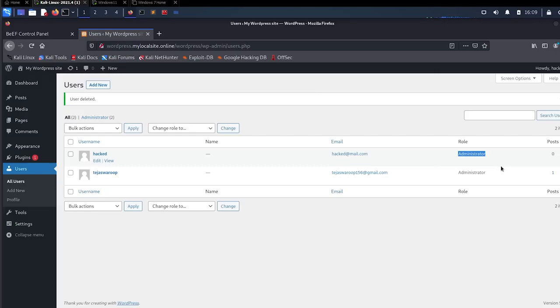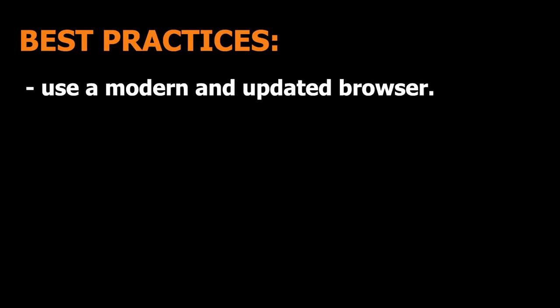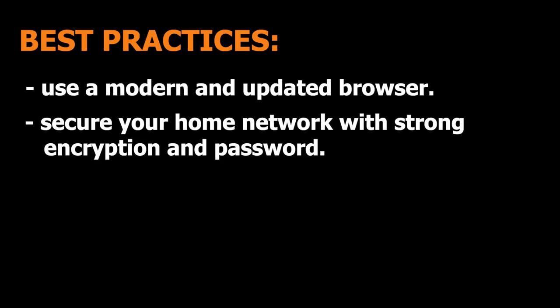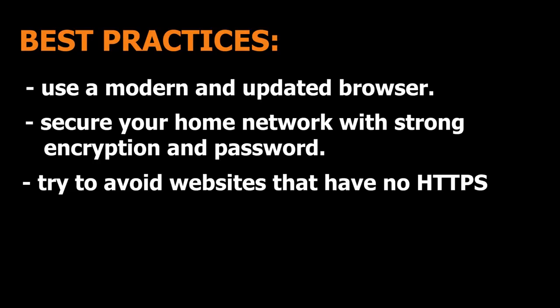This is just one of the things that can be done when using BEEF in conjunction with the man-in-the-middle attack. There are many other things that can be done. The best practices to stay safe from such browser attacks are: use a modern and updated browser at all times. Secure your home network with strong encryption and a strong password. And also try to avoid using websites that have no HTTPS connection. They are vulnerable to man-in-the-middle attacks.